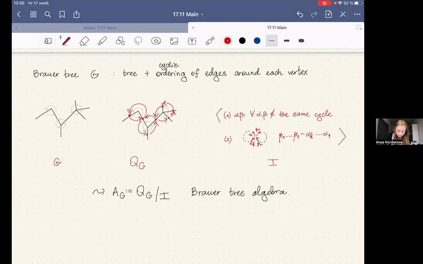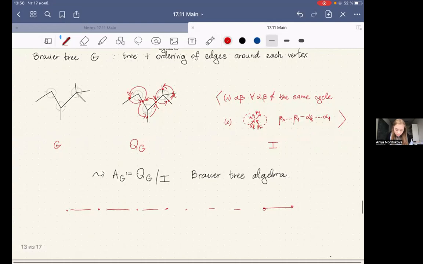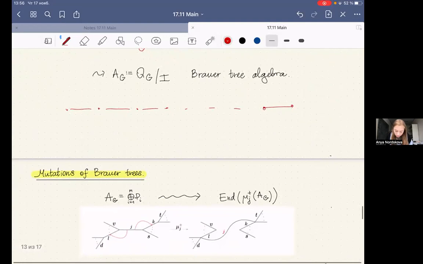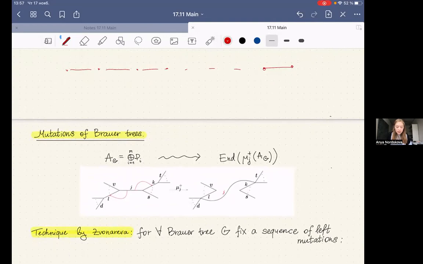And you can immediately see that if your tree is just a line like this with m edges, then you will get the algebra that I defined in the beginning of the talk for type A. And the good thing is that, using this language of Brauer trees, we can easily obtain the endomorphism algebra of our new tilting complex.